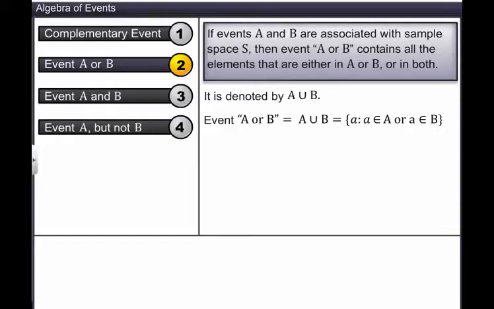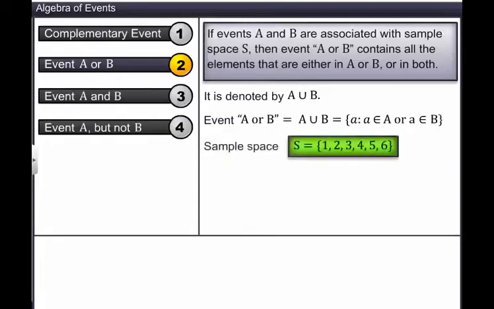Consider the sample space shown where a die is rolled. Let event A be the occurrence of prime numbers and event B be the occurrence of even numbers. Now, event A or B can be obtained as shown.